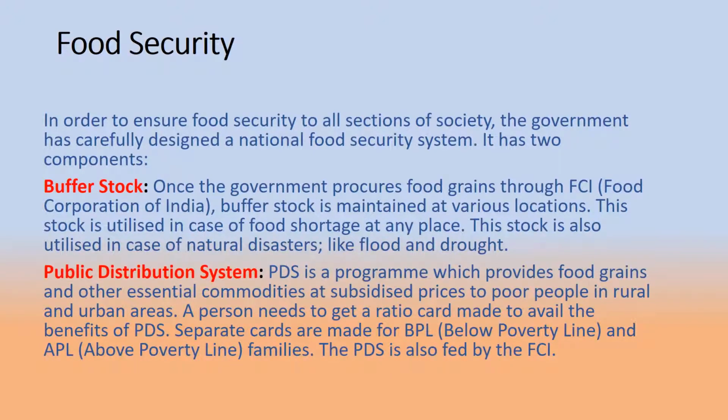Public Distribution System, PDS, is a program which provides food grains and other essential commodities at subsidized prices to poor people in rural and urban areas. A person needs to get a ration card made to avail the benefits of PDS. Separate cards are made for BPL, below poverty line, and APL, above poverty line, families. The PDS is also fed by the FCI.